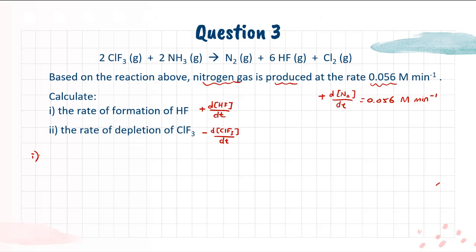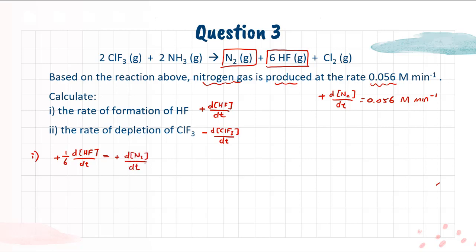From your balanced equation, HF has coefficient 6. Therefore, we have to write out the formula first, including the coefficients. That is your differential rate equation. For the product, plus 1 over 6 d[HF]/dt equals the information that we have, nitrogen gas. Nitrogen gas has coefficient 1, therefore it equals 1 over 1 d[N2]/dt.